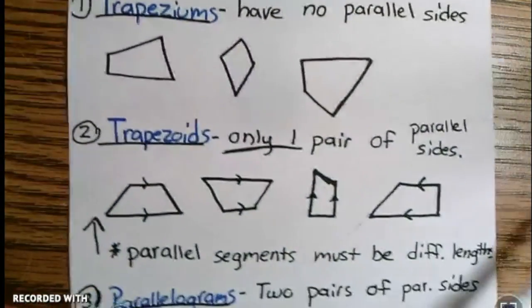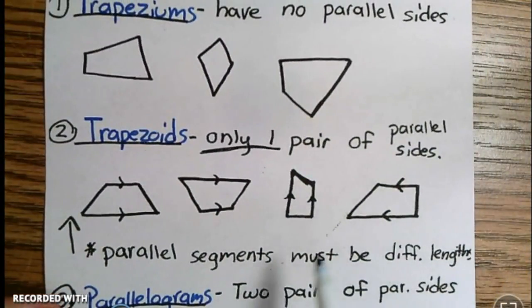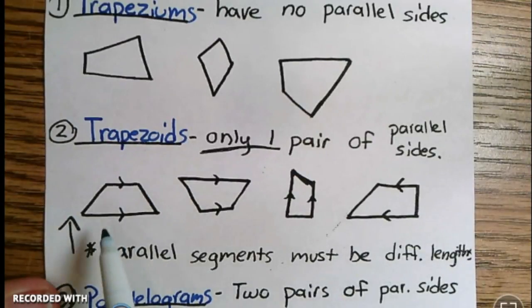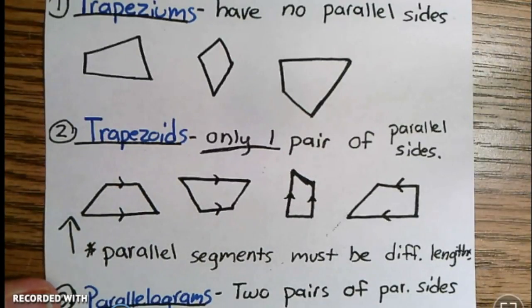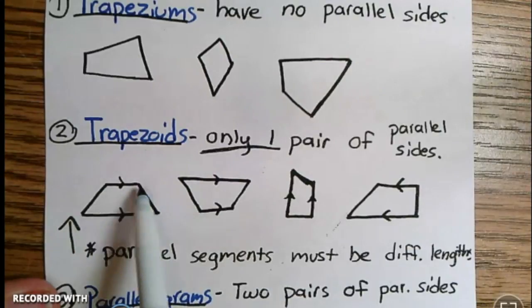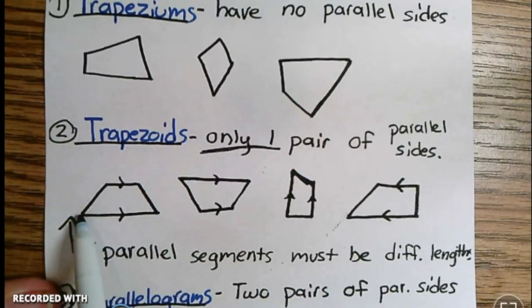Now, trapezoids have only one pair of parallel sides. They have exactly one pair. And I showed parallel sides with these little arrows right here. So the two that have arrows mean that those sides are parallel. This is the most common type of trapezoid. It has a parallel line here and here. And then these two are not. So it looks like that.